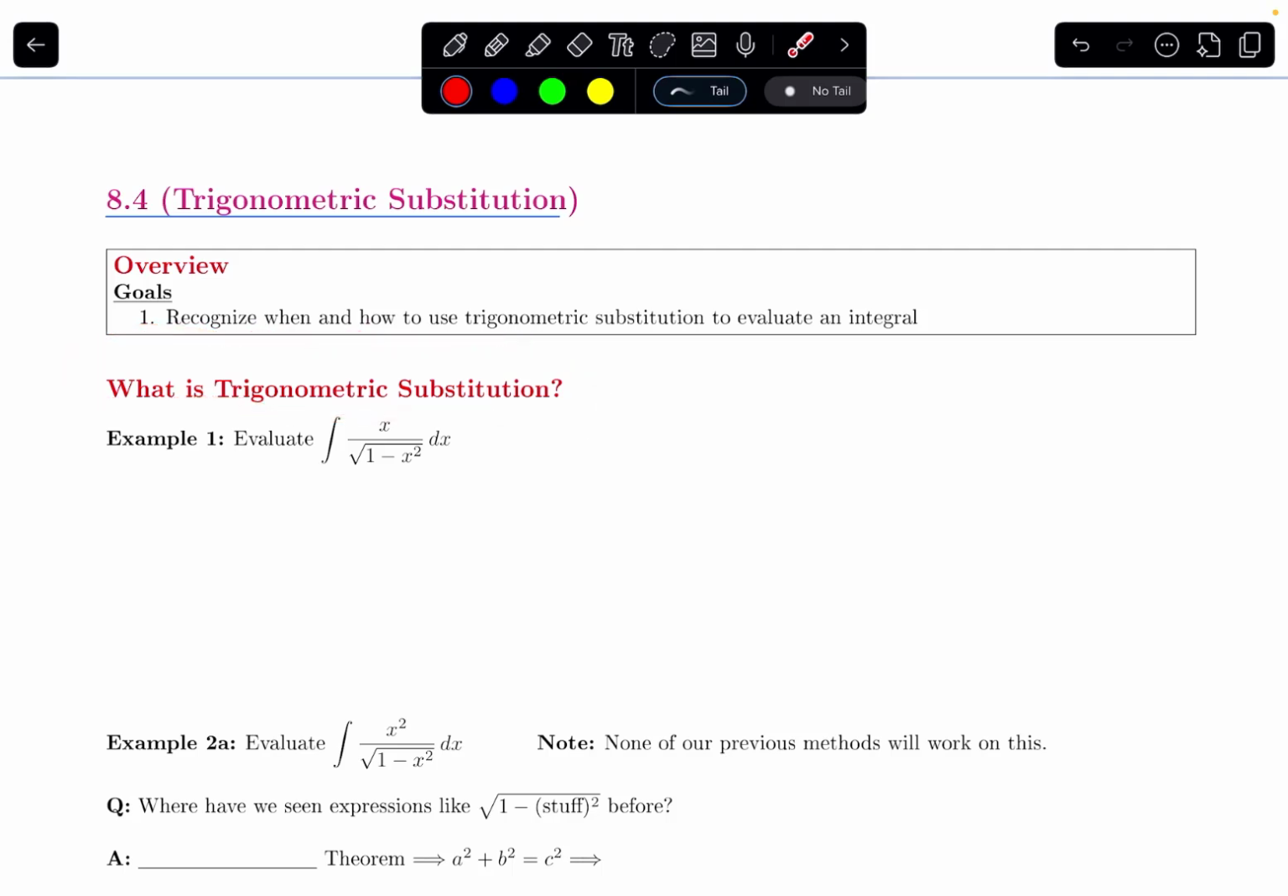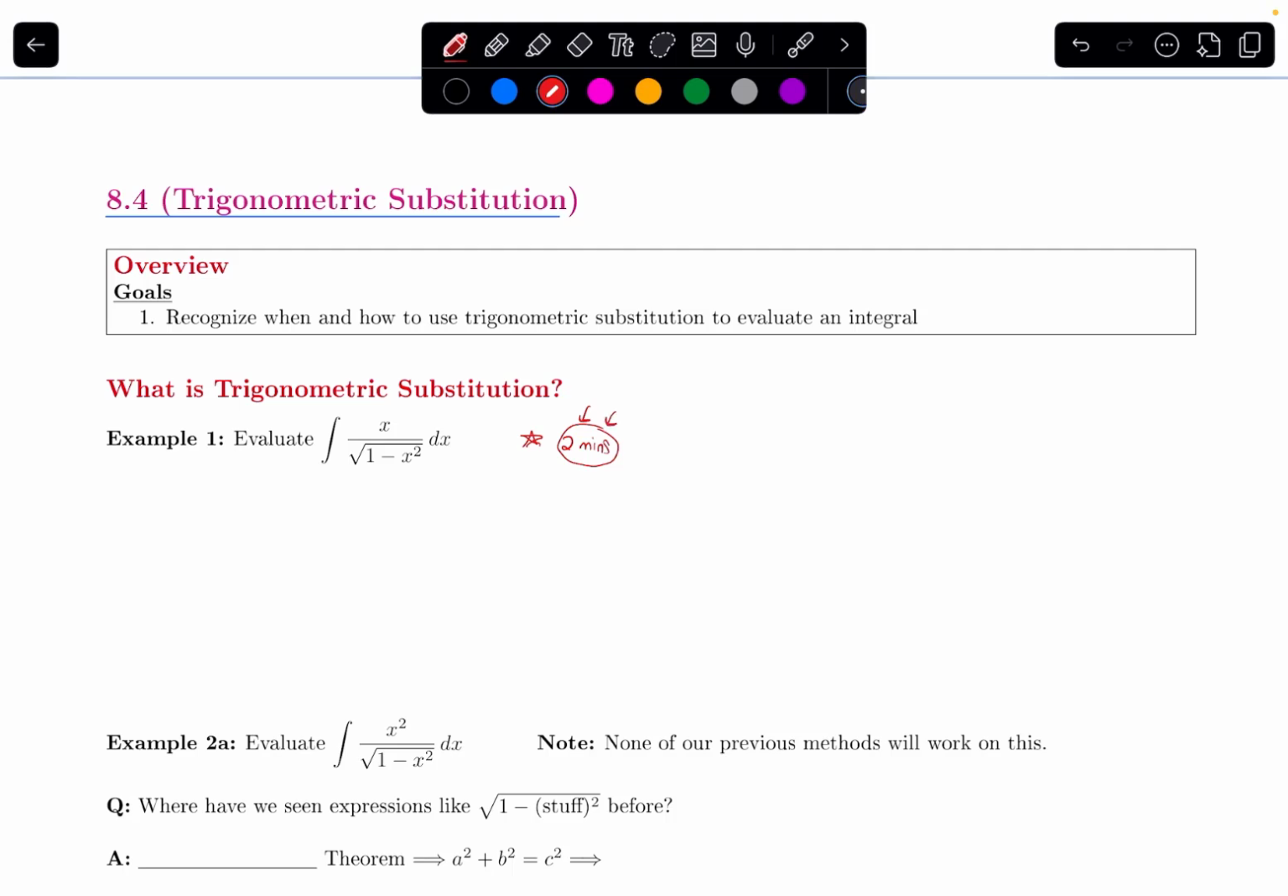And I want to begin with a warm-up problem where we have to evaluate the integral of x over the square root of 1 minus x squared. So we're going to practice doing this using our previous methods. So I want to have you pause the video and try this for 2 minutes. So pause it in 3, 2, 1, pause it and try it.